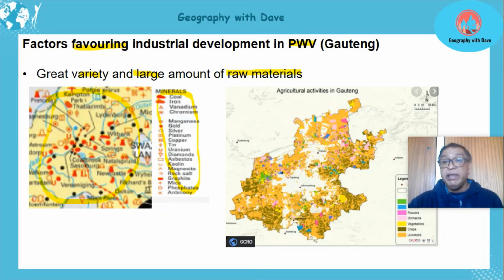And how many products are made from iron and steel is unbelievable. And it's bulky, eh, learners? To transport them is massive. Okay, it's expensive. So you need to have it near you.